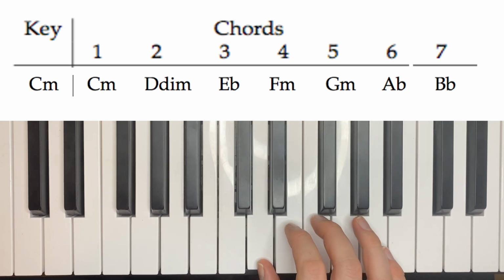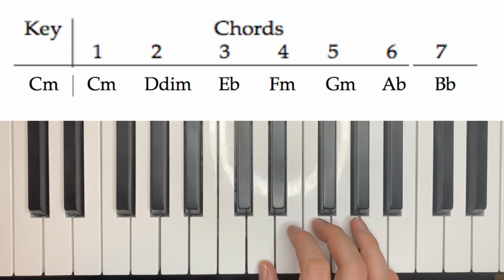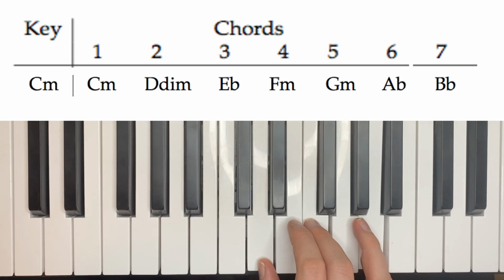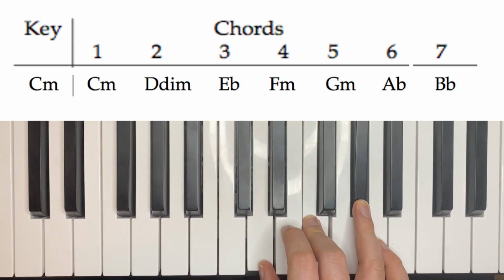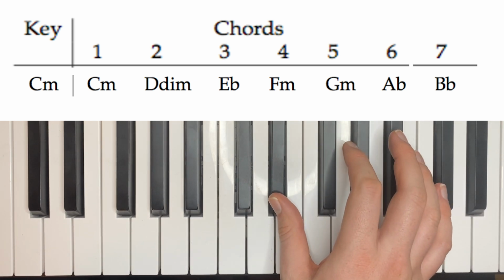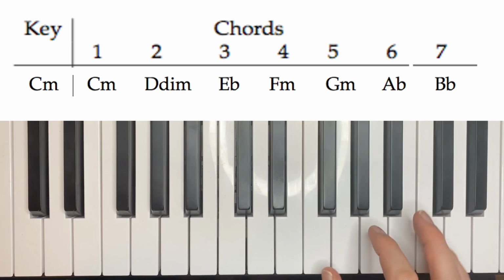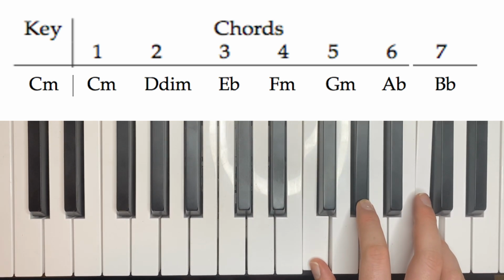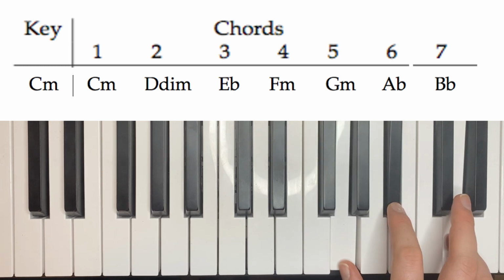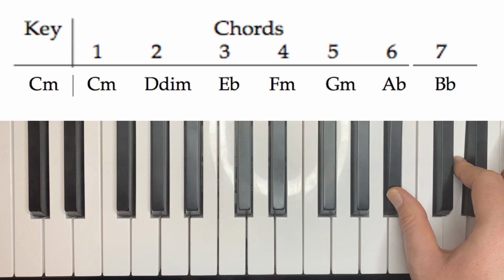For D, I'm going to be playing D, F, and A flat. And that is my minor diminished, because a D minor chord would be D, F, A. This is a diminished 5th right there. My 3rd, on E flat, should be a major, which is these 3 notes right here. My 4th, on F, is a minor. My 5th, on G, is a minor. My 6th and 7th will both be majors. There they are. So those are my 7 chords.